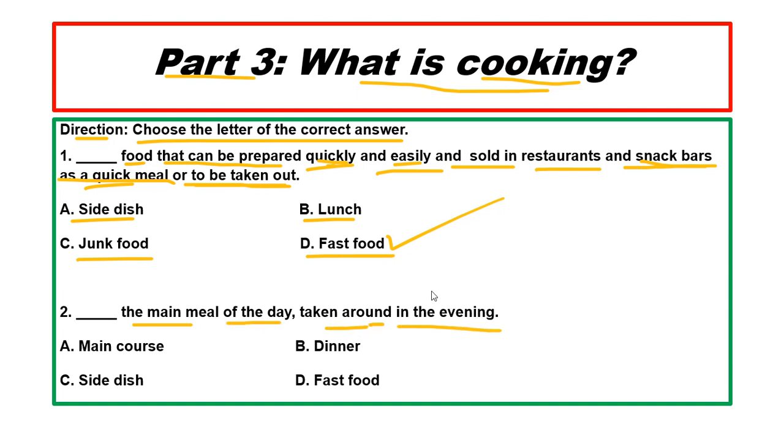Blank, the meal, the main meal of the day, taken around in the evening. So when we say evening, the clue here is the evening. What do you eat every evening? How do you call that when you're eating with your family in the evening? A, main course. Letter B, dinner. Letter C, side dish. Or letter D, fast food. So what do you think? It's letter B. Very good, dinner.